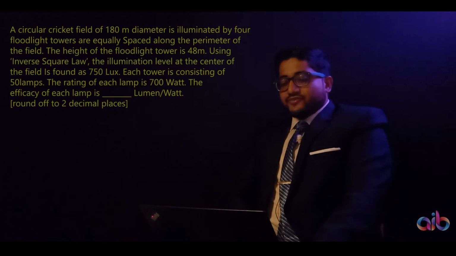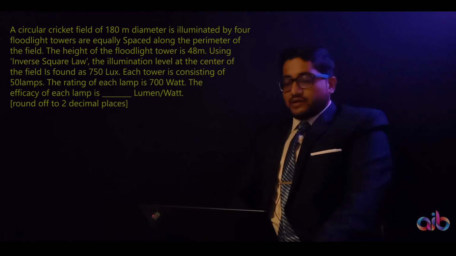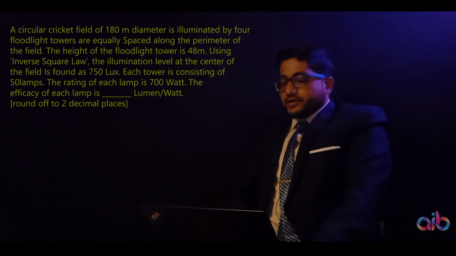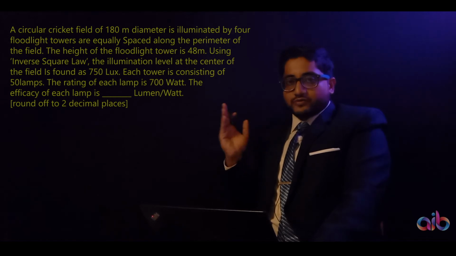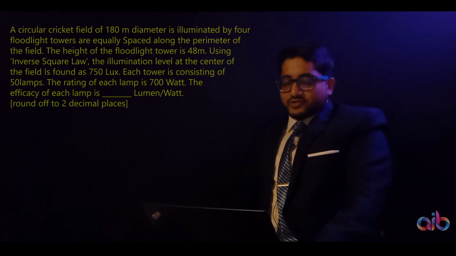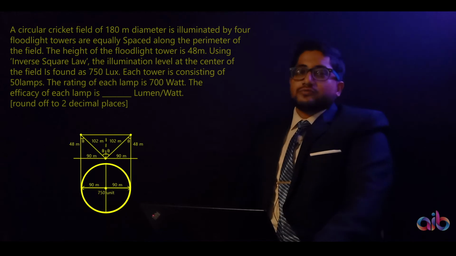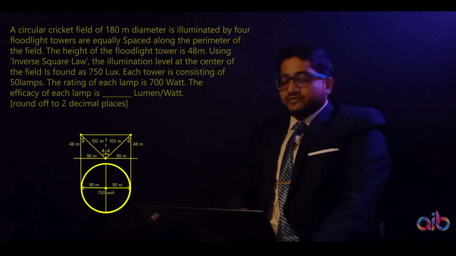A circular cricket field of 180 meters diameter is illuminated by 4 floodlight towers that are equally spaced along the perimeter of the field. Fantastic. The height of the floodlight tower is 48 meters. So it's 48 meters high. If you look at the solution, you would obviously get it. And I'll also be sharing the PDF for this entire 2021 solved paper.